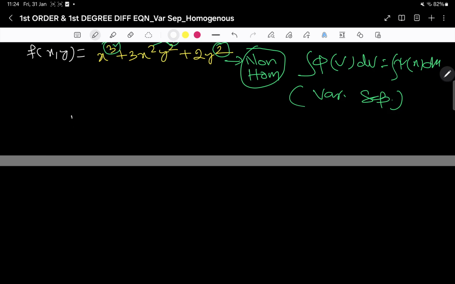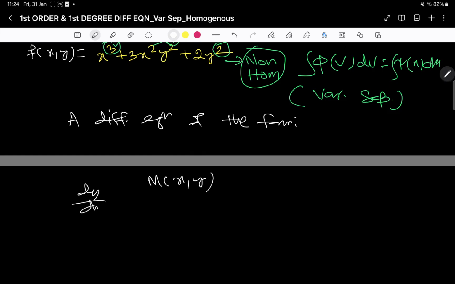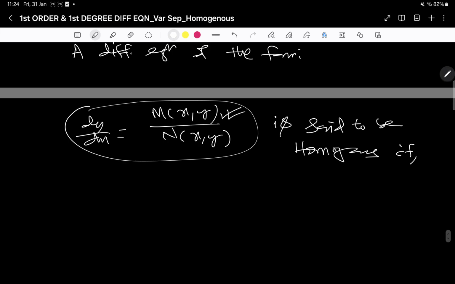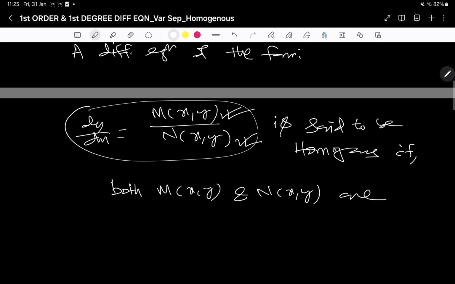Now coming to the homogeneous differential equation, a differential equation of the form dy by dx is equal to M(x,y) by N(x,y). This is the standard form. A differential equation of this form is said to be homogeneous if both M(x,y) and N(x,y) are homogeneous functions and of the same degree.